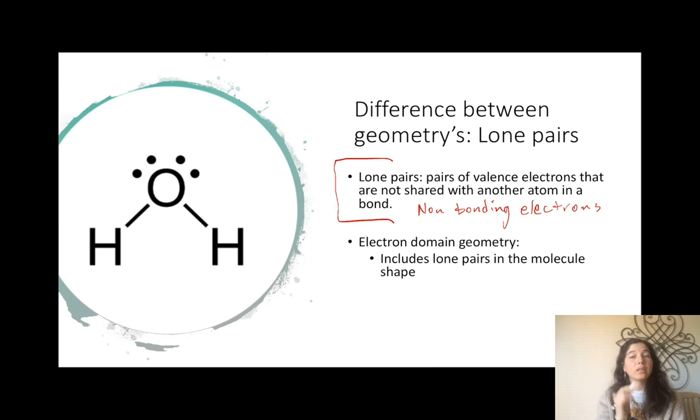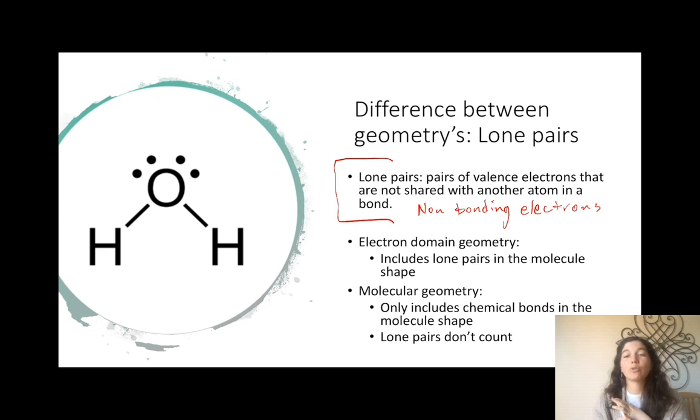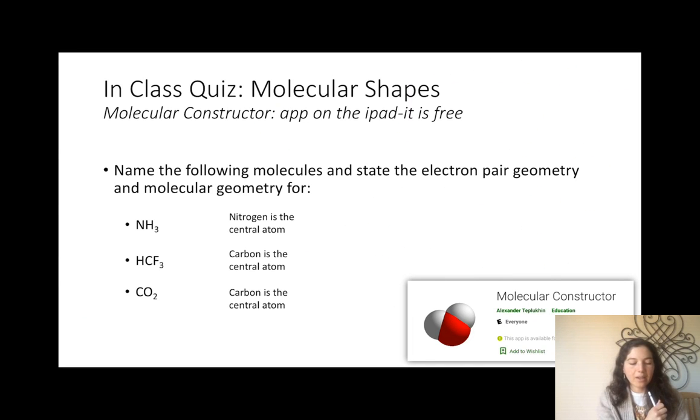Okay, so your electron domain geometry that was on the left, the linear, the trigonal planar, and the tetrahedral, includes lone pairs in the molecule shape, and your molecular geometry does not. It names them something different if they have lone pairs. Okay, so see if you can name these now.